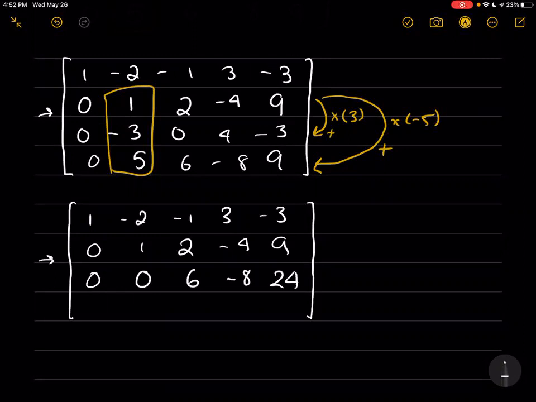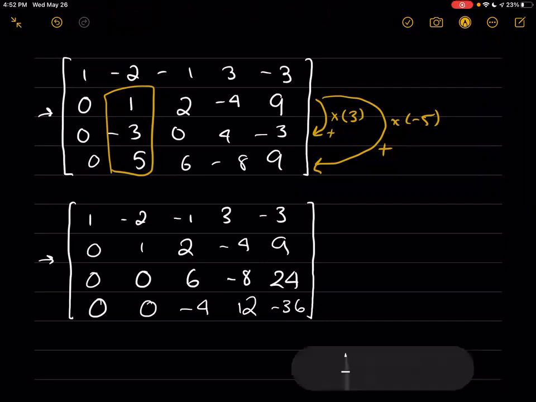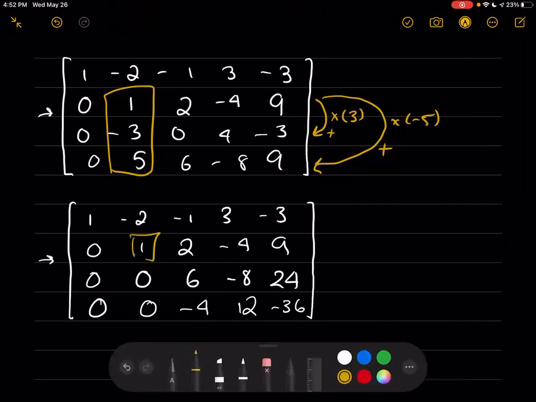Okay, cool. And then for the last row, we get a 0 still, because 0 plus 0 is 0. And then we get -5 plus 5 is 0. And then in the other two slots, I believe we get a -4, a 12, and a -36. Okay. So now we've got this one and zeros below it.